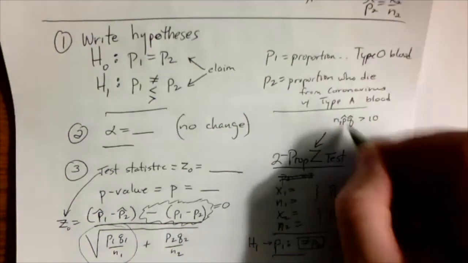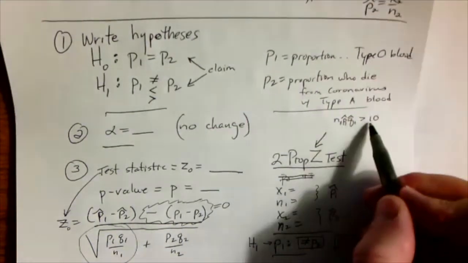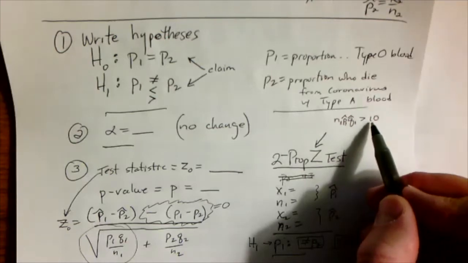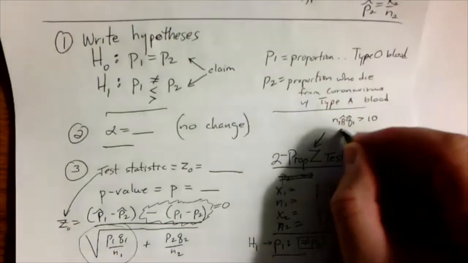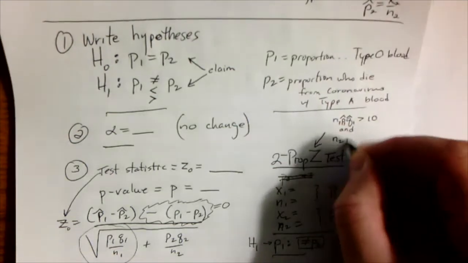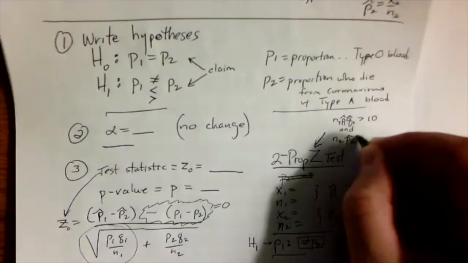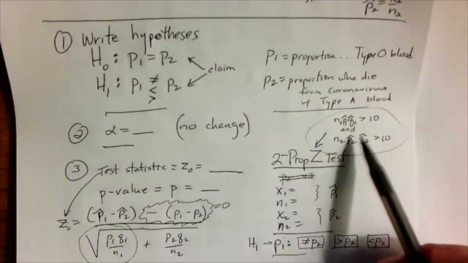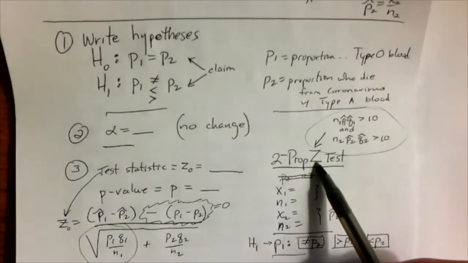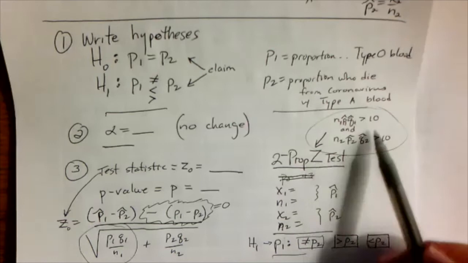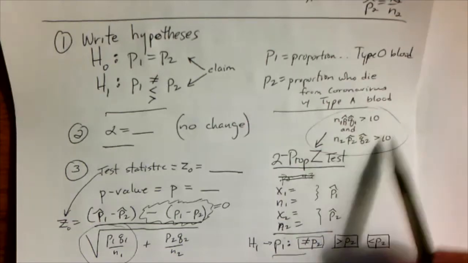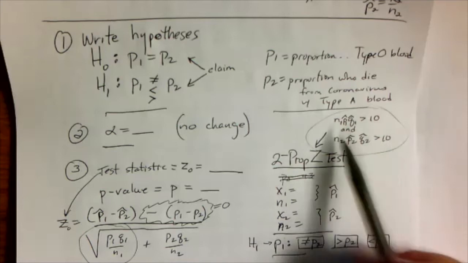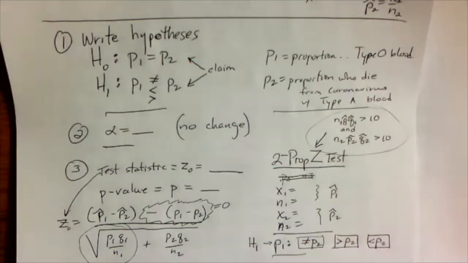So n1 p1 hat q1 hat has to be larger than 10. That ensures we have a large enough sample selected from the first population, but we also need n2 p2 hat q2 hat to be larger than 10. If both of those criteria hold, then we have a large enough sample size and we can assume that the sampling distribution is normal, so we could use the z distribution. Most of your problems would normally be like this, but you might be asked to check that these conditions hold.